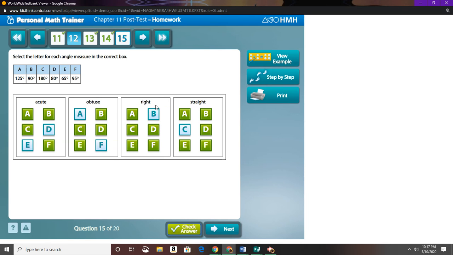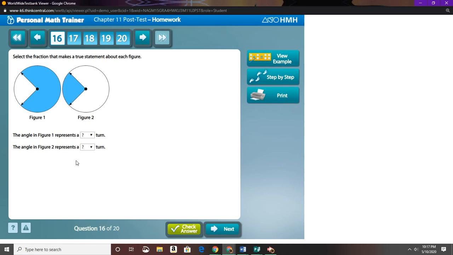Number 16, vocab again there. You had to remember what each of those terms meant. 16, only one person missed. Select the fraction that makes a true statement about each figure. The angle in figure A is the blue part, so that is a 3/4 turn, and then figure 2 is a 1/4 turn.